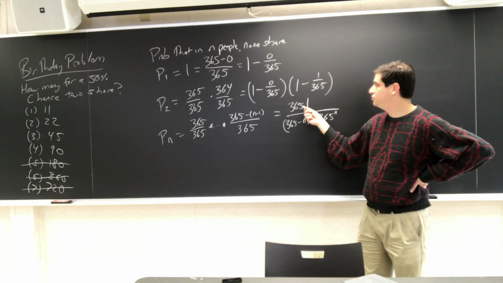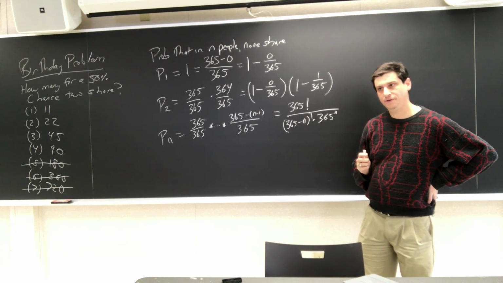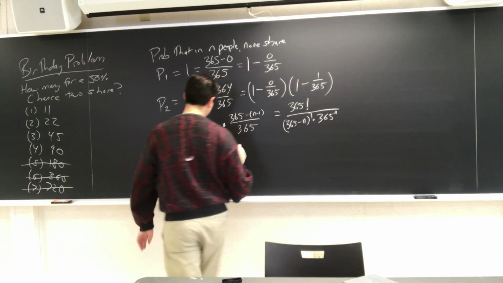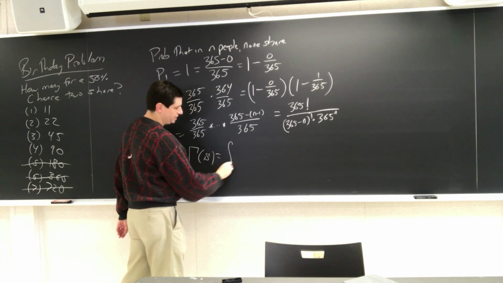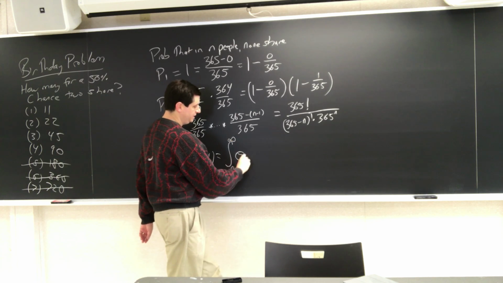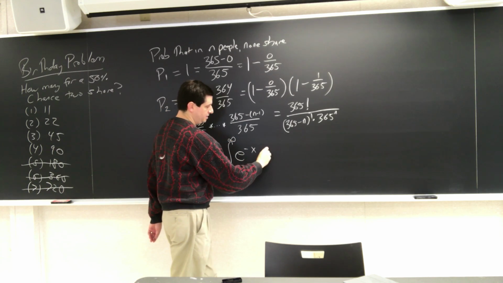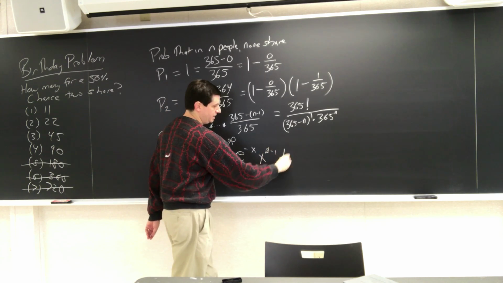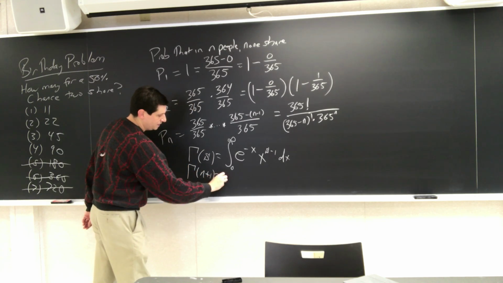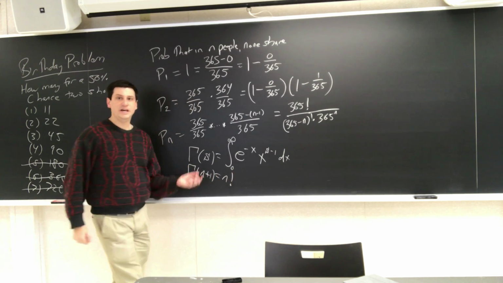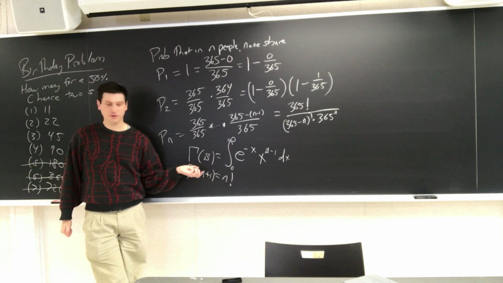It turns out that there is a generalization of the factorial function. We're not going to do too much with it now, but gamma of s equals the integral from 0 to infinity of e to the negative x, x to the s minus 1 dx, and gamma of n plus 1 is n factorial. This is a really nice function. It's called the gamma function.